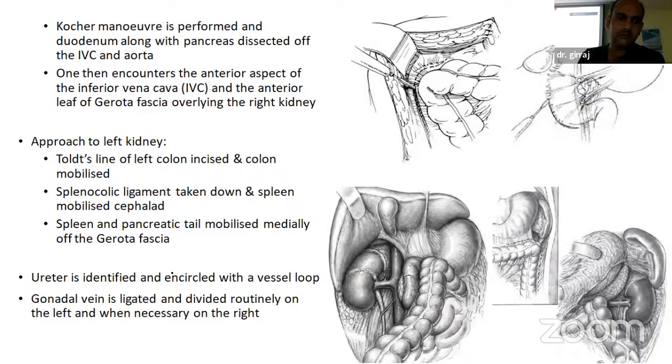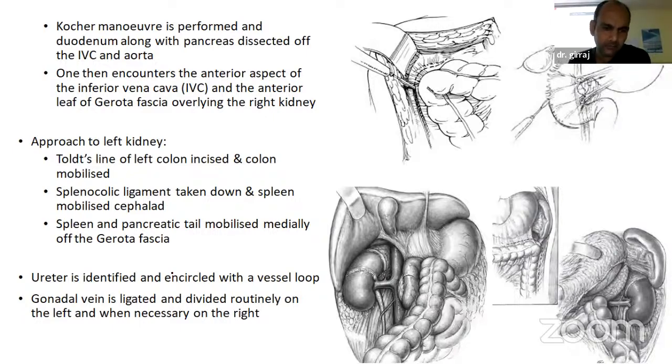Approach to the left kidney: towards the left kidney, the taut line is extended from the splenic flexure to the iliac vessels. The splenocolic ligament is taken down and the spleen is mobilized cephalad or cranially. The spleen and pancreatic tail are mobilized medially off the renal fascia.